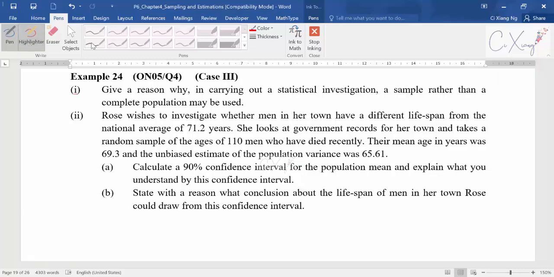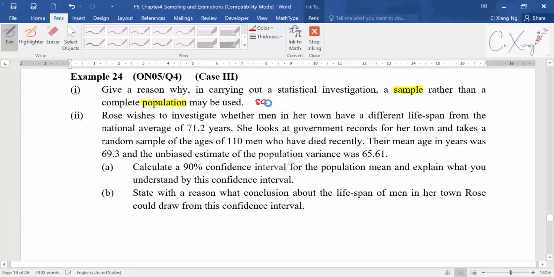Okay, so first they're asking, give a reason why in carrying out a statistical investigation, a sample rather than a complete population may be used. So this one we talk about sampling. I think I told you before, right? When you take a sample, actually we save our time and also we save the cost.